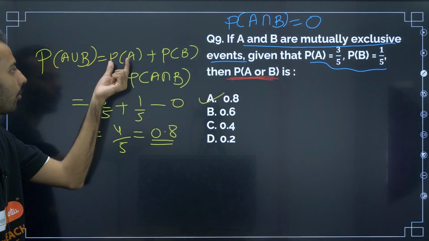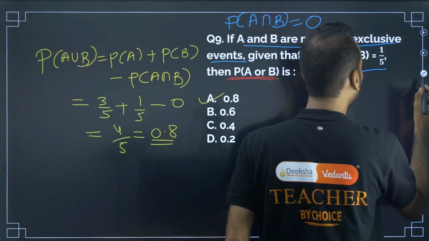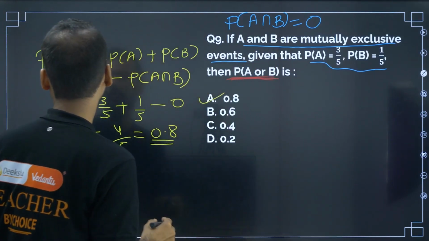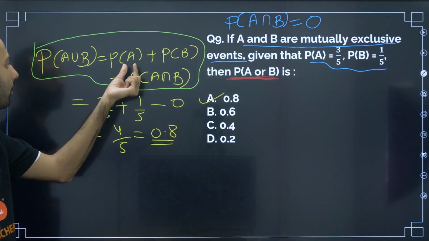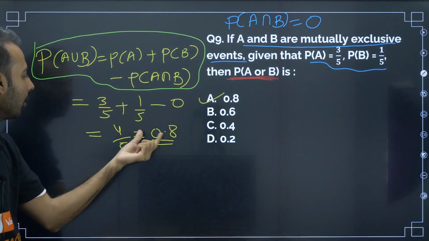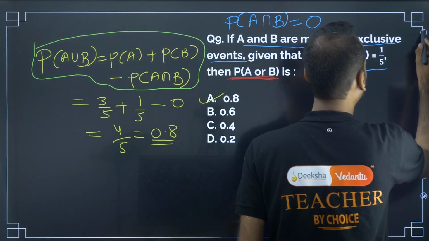So if I know this formula, only one formula I was supposed to know, with that only we are able to solve this. So you take this as a synopsis: P of A union B is equal to P of A plus P of B minus P of A intersection B. So 0.8 is the answer for this. Moving on to next question.